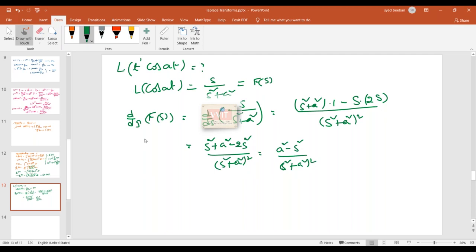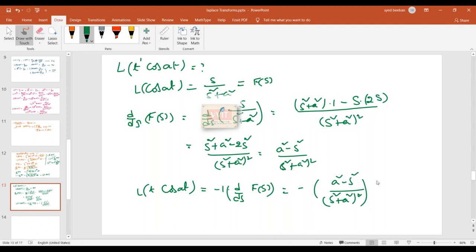Actually, I want here L of t times cos at equals to minus 1 times d by ds of f of s. So minus a square minus s square by s square plus a square whole square. Further simplification can be written as s square minus a square by s square plus a square whole square. Okay, so it will be in our limits. Always it will be in our limits.